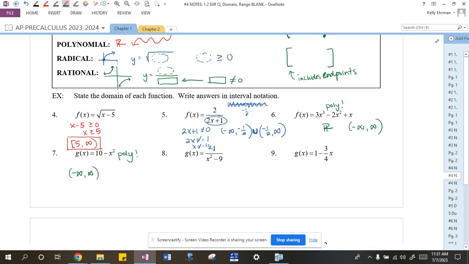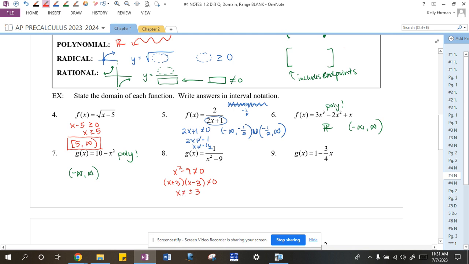Number 8 is back to being a rational function. X squared minus 9 can't equal 0. Remember, we can factor this. I'm a big believer in factoring because I find that, and this is an all-year problem, people tend to forget. If you add 9 and take the square root, people tend to forget the plus or minus. This is one where you would have x squared equals 9, x equals plus or minus 3. If you just factor it, it would be very hard for you to miss the fact that x cannot equal plus or minus 3.